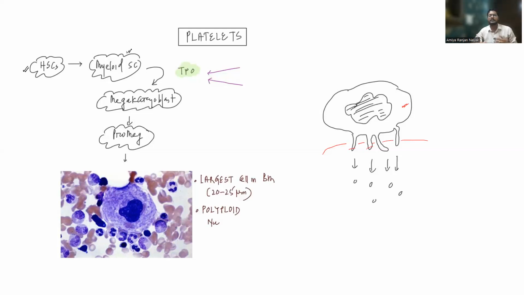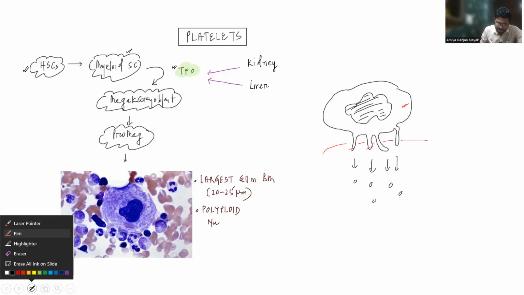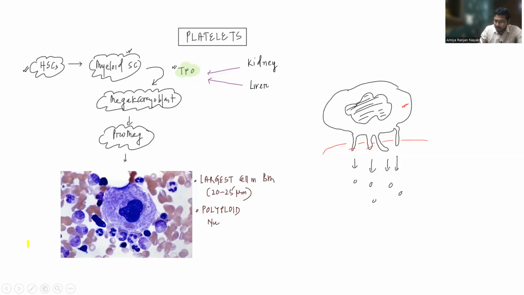Now, this commitment towards the megakaryocyte lineage happens because of the glycoprotein thrombopoietin. As we have discussed during erythropoiesis, it is the erythropoietin that helps in the process of erythropoiesis. Similarly, thrombopoietin helps in the process of megakaryopoiesis and ultimately production of platelets. Now, this thrombopoietin is produced by the kidney. These are predominantly produced by kidney and liver. For erythropoietin, we discussed that it is predominantly produced by the interstitial cells in the peritubular capillaries of the kidney. But thrombopoietin is produced by both kidney and liver.